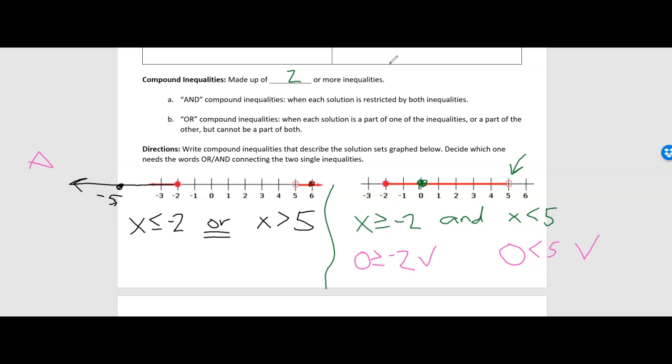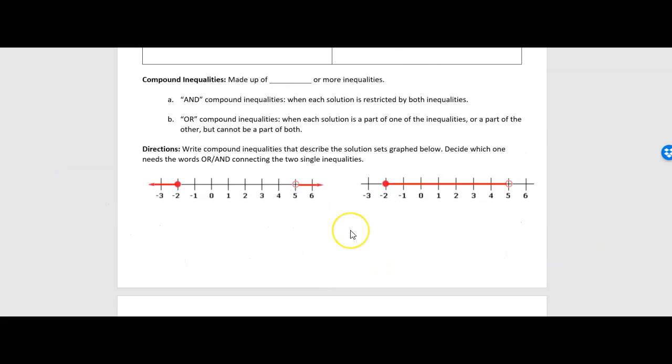Whereas for our inequality over here to the left, if we picked a point like negative 5, negative 5 only worked for this inequality. It was less than or equal to negative 2, but it was not greater than 5. This was no good, so that's why it made it an or inequality. All right, let's move on.